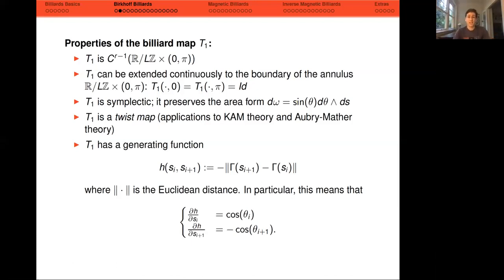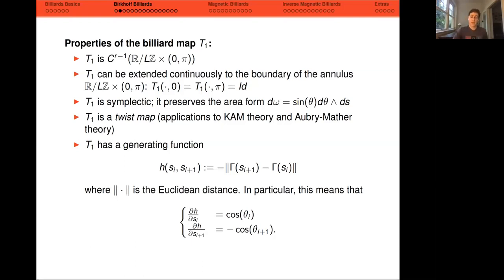This map is symplectic. It preserves the symplectic area form, d omega is sine theta d theta wedge ds. And this map is a symplectic twist map. Again, we mentioned that this has applications to KAM theory and Aubry-Mather theory. In particular, one thing that we'll talk about a bit later is that when a map is a symplectic twist map, that also means that there are going to be periodic orbits of every rational rotation number.